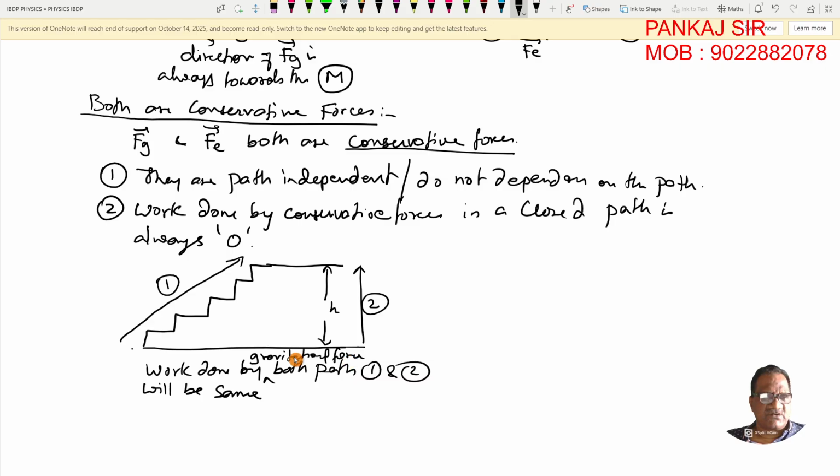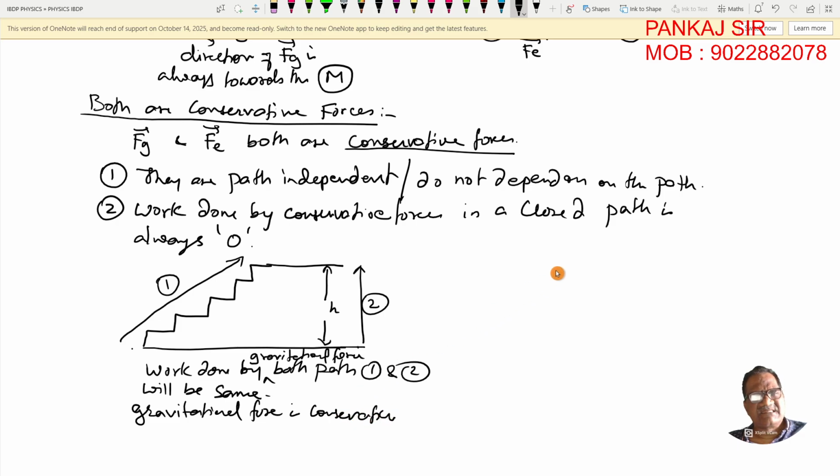Right. So if a person climbs from this point to this point, and if the same person goes from this point to this point directly, vertically, he will be acted upon by a gravitational force which pulls him downwards. But despite the different types of the two paths, the work done will be the same. Now this is happening because this is a property of a conservative force. This is happening because gravitational force is conservative.